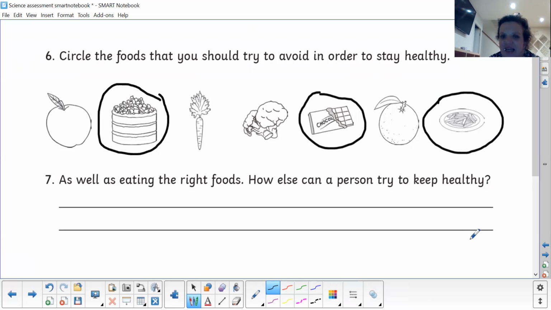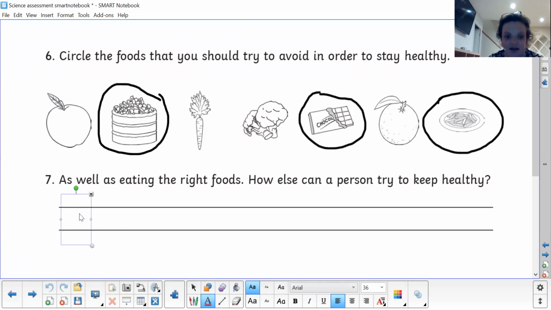And as well as eating the right foods, how else can a person try to keep healthy? What else can they do? Pause the screen and have an idea. Okay, well done. The other thing they can do is exercise. And you've been learning all about exercise before Christmas and all the different types of exercise that we know. What's your favourite type? Write it down for me and send it to me.